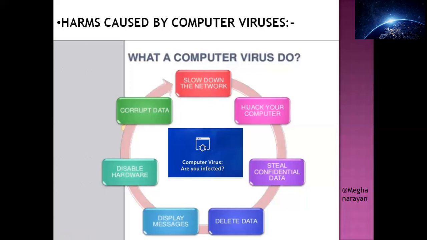So in this particular slide, we learned about various harms. Let's revise them once again. First one is slows down the internet connection. Second, your system cannot work the same way as it was doing earlier. That means you will no more be controlling your computer. It would be the virus who would be controlling it. Third one is steal confidential data. The data that is confidential can also be stolen by virus. Next is deletion of the data. Next, display various messages. Next is disable hardware. And the last one is corruption of data. That means changing the original data.